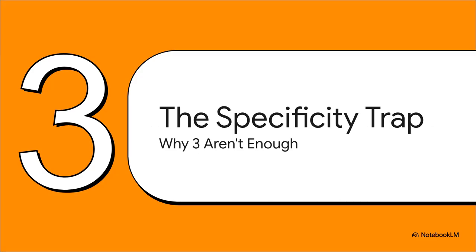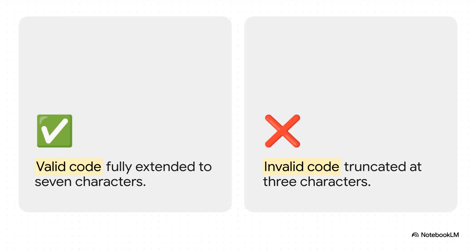Section 3. The specificity trap. Why 3 characters aren't always enough. So the crucial point is right here. A fully valid code is extended to its highest required specificity, taking up all 7 characters when needed. But what about a lazy, incomplete code that just gets truncated at the 3-character category level when subcategories clearly exist? Well, that is walking right into the specificity trap. It triggers that immediate denial we talked about at the very start of this explainer.